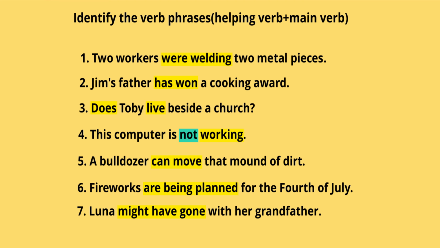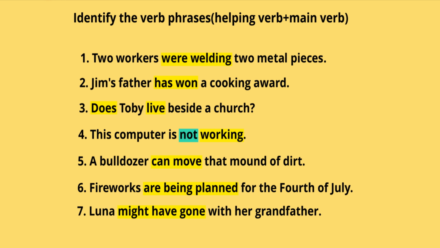Identify the verb phrases. So, what is a verb phrase? It is the combination of a main verb and one or more helping verbs. Let's see the first sentence. Two workers were welding two metal pieces. Here the verb phrase is were welding. Were is the helping verb and welding is the main verb. Jim's father has won a cooking award. Has won is the verb phrase. Has is the helping verb and won is the main verb.